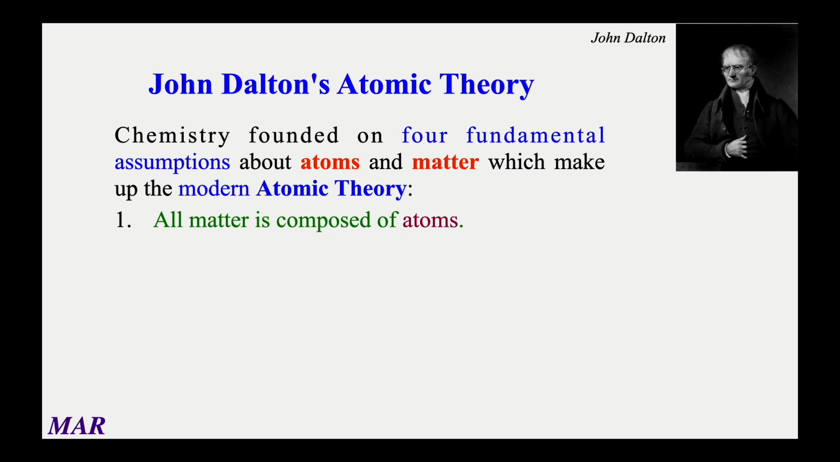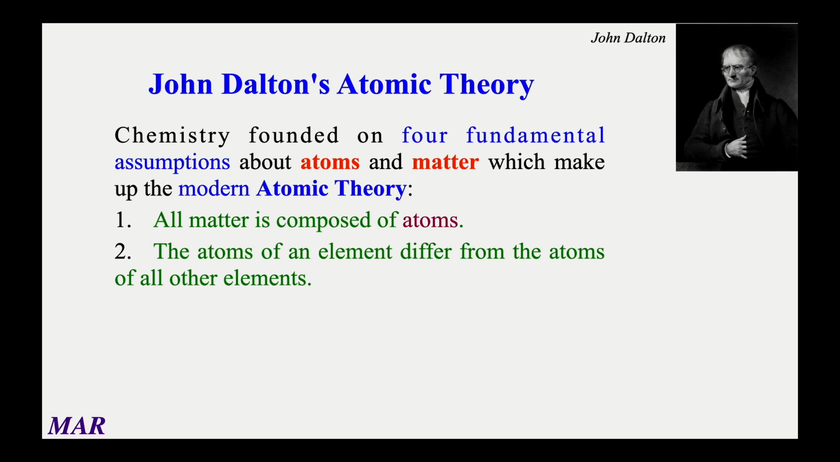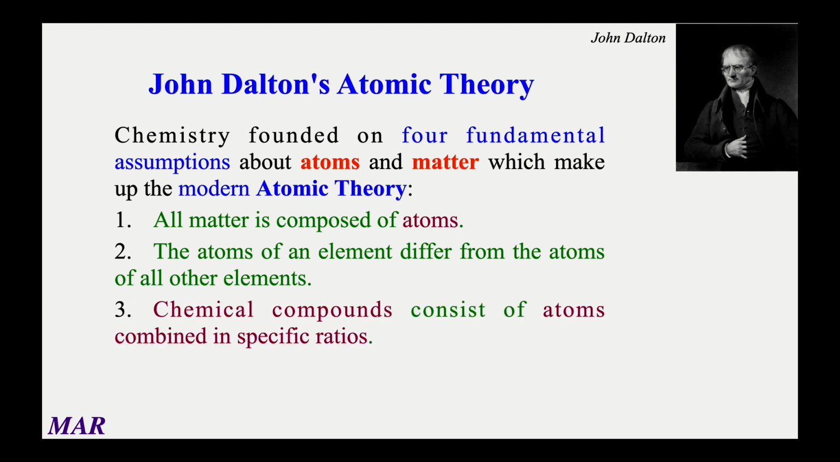Also, all matter has these little tiny parts in there. The atoms of one element differ from the atoms of all the other elements, and this is also true. So, for example, hydrogen is much different than helium, and carbon is much different than nitrogen. And we'll talk about why they're different later too, but he kind of figured this out, which was pretty cool.